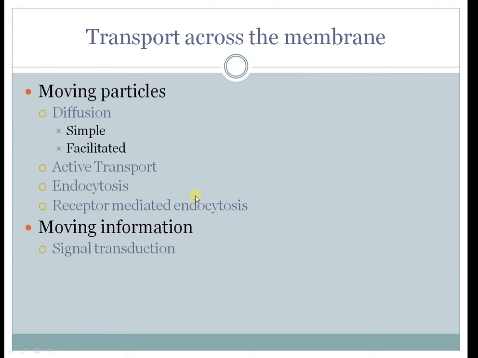Transport across the membrane: moving particles by diffusion, simple and facilitated, and mechanisms of active transport; endocytosis, receptor-mediated endocytosis; and moving information, like signal transduction.